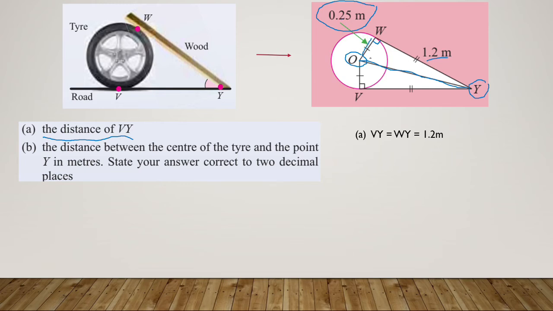So to find the length over here, we just need to use the Pythagoras theorem. This is the hypotenuse, right? So just use the square root of 0.25 squared plus 1.2 squared. Therefore, the answer will be square root of 1.5025, and you will have 1.2257. But the last statement here, they ask you to state your answer correct to 2 decimal places. So if you round off 1.2257 to 2 decimal places, the answer will be 1.23 meter.